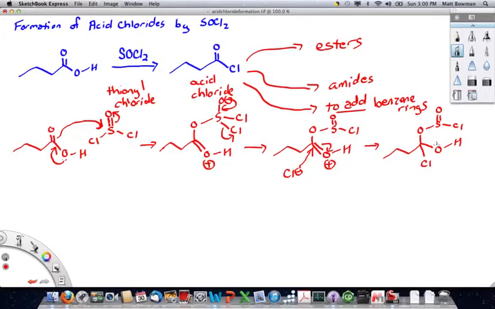And then the electrons from the oxygen here come down and they kick off this oxygen here. This happens to be a very good leaving group, very similar to a tosylated group.